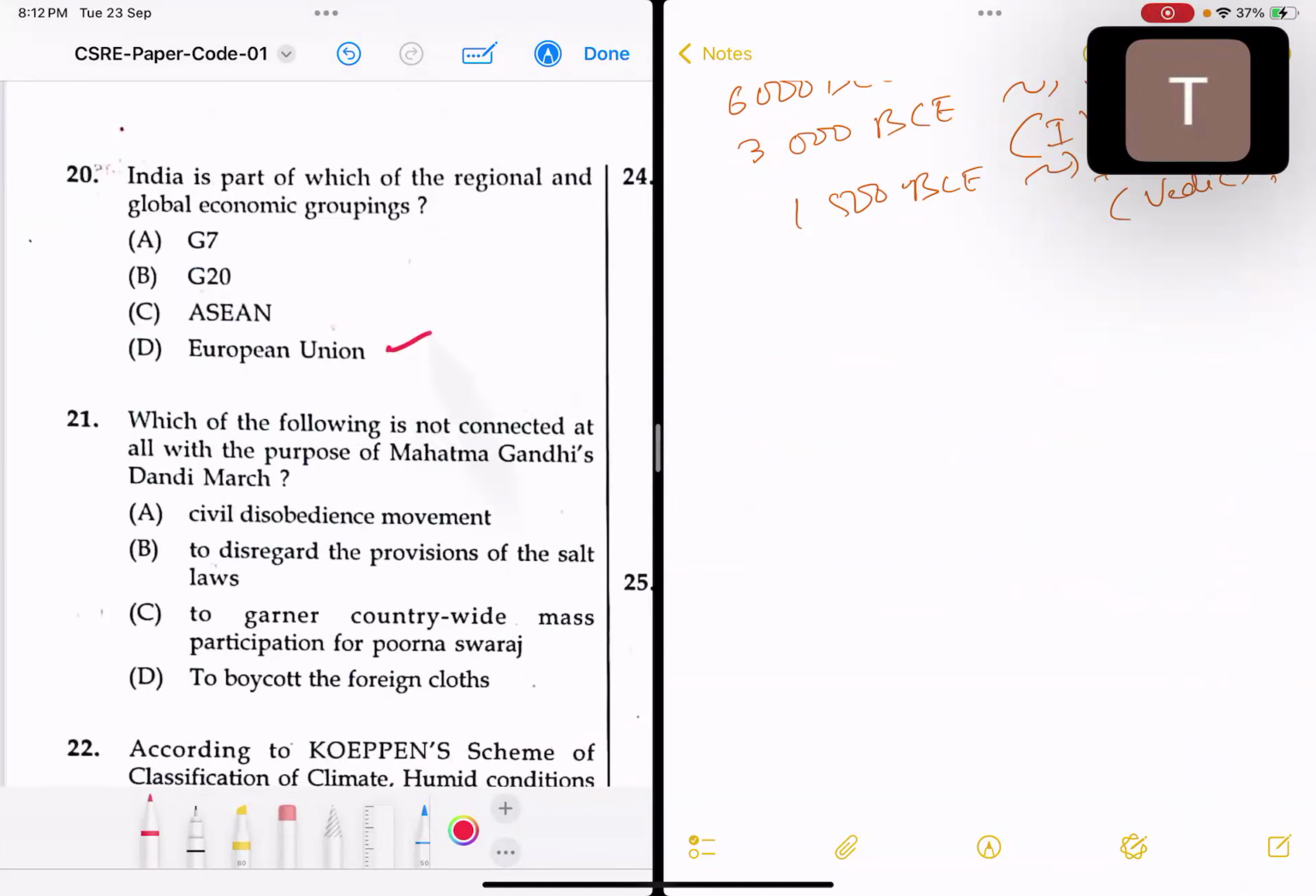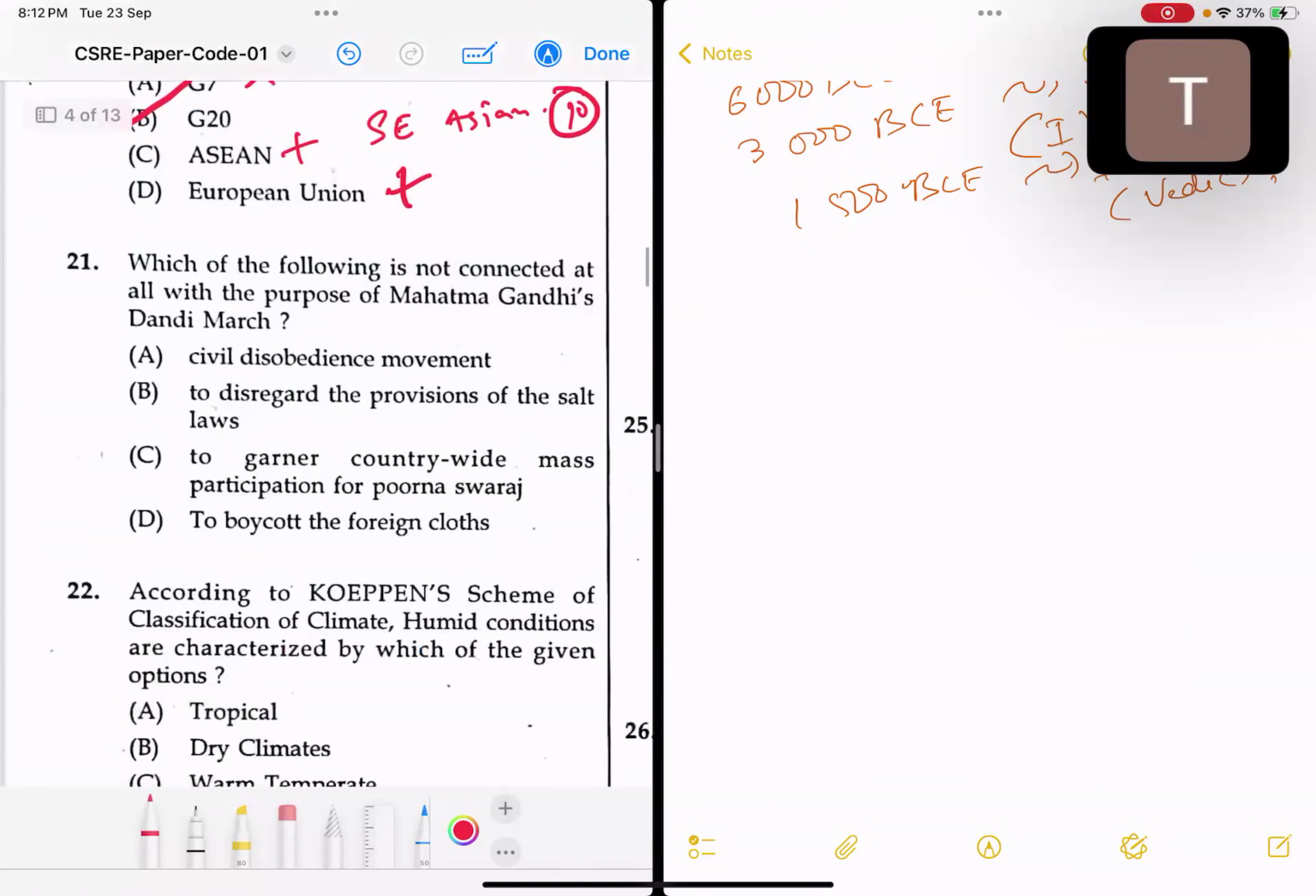As we're all aware, the European Union has only European nations, right? So this is not the correct option. ASEAN consists only of the Southeast Asian countries, so it's a 10-member organization. So this is also wrong. G7 is also wrong because it consists of the 7 most developed countries in the world, like the UK, US, France, Canada. So this is also not the correct option. So the correct option is G20, okay?